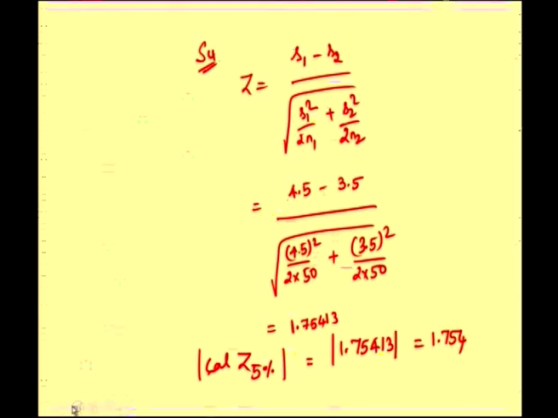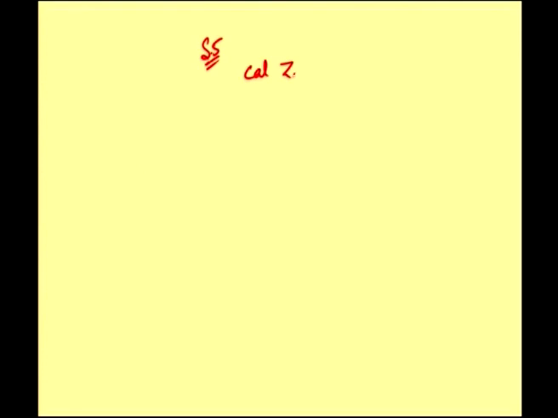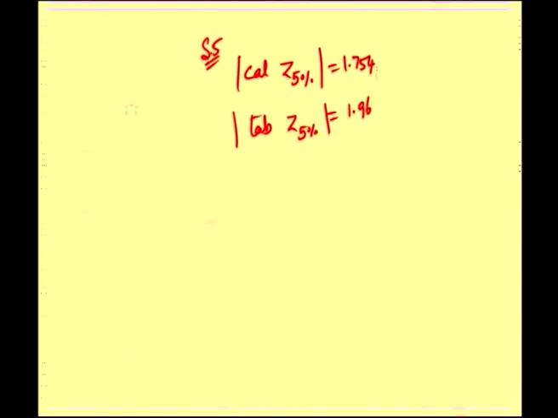Next, step 5 is conclusion, where we have to compare the calculated value and the tabulated value. Calculated Z at 5% is 1.754, which we just calculated, and then tabulated Z is taken from the tables which I have shown in one of the previous sessions, that is tabulated Z at 5% is 1.96. Here, when you compare the two values, the calculated value is lesser than the tabulated value.